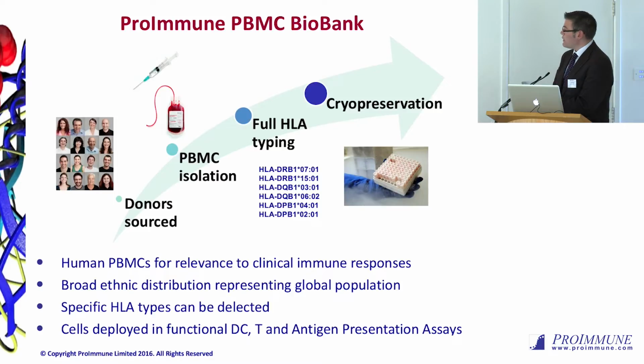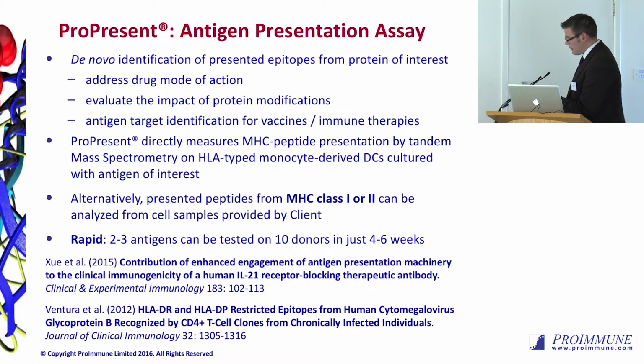And these cells are deployed in many of the different assays that I'm going to be talking about today, but not all of them. I'll highlight where it's different. And I'm going to talk to you now about Propresent, which is an antigen presentation assay. And Propresent is a tool which allows us to sequence peptides that are naturally processed and presented by the MHC molecule using tandem mass spectrometry. So it allows us to think about how the drug is actually seen by the immune system.